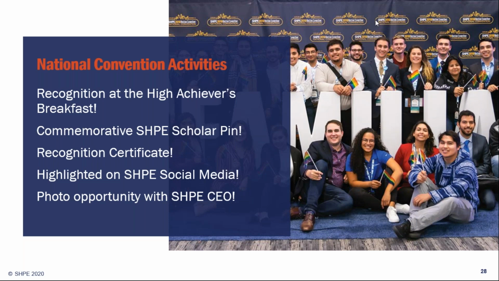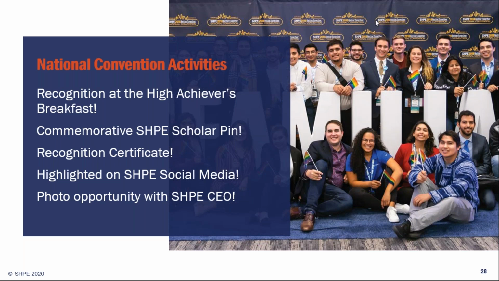It is a great opportunity to network with corporate partners who are sitting at your tables, have a chance to hear from our CEO, have that photo op, and receive your commemorative pin that you can wear at the career fair.